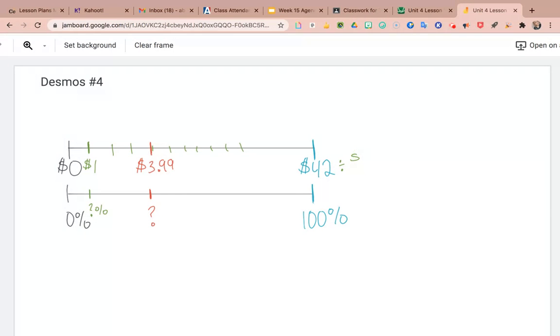I would need 42 of them. So I need to cut this into 42 pieces. So I'm going to cut this number line into 42 pieces. I'm not going to draw it all. But if I cut it into 42 pieces, each one of them is going to be $1. So if I'm cutting the top into 42 pieces so that each one is $1 more, so $1, $2, $3, $4, $5, then I need to cut the other number line into 42 pieces as well. So I need to make sure that these are matching.